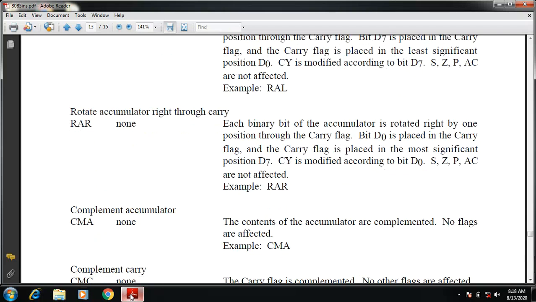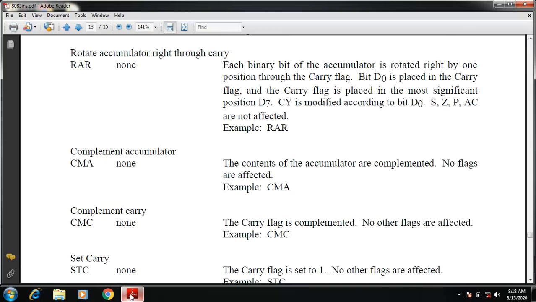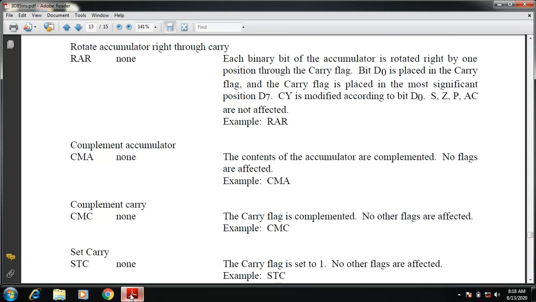Similarly for rotate all right, here each bit of the accumulator is rotated right by one position through the carry flag. That is, LSB D0 is placed in the carry flag and the CY flag is placed in the most significant bit. Okay, so this is rotate all right.